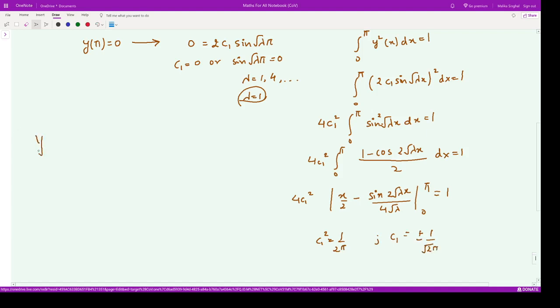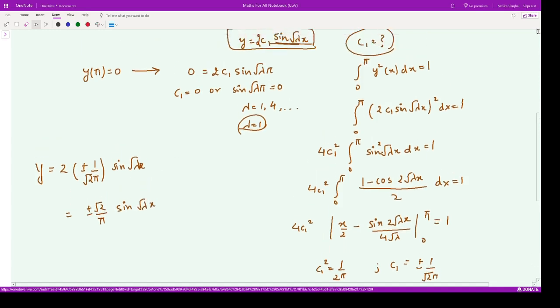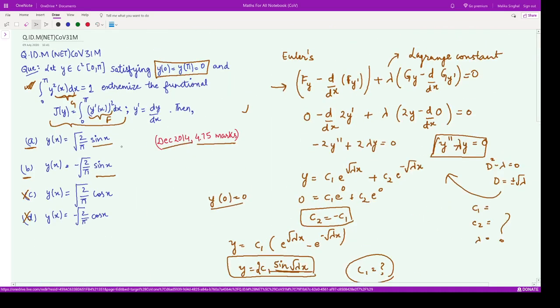Hence, our y becomes 2 times c1, where c1 is plus minus 1 upon square root of 2 pi, times sine of square root of lambda x, or we get square root of 2 upon pi times plus minus sine of square root of lambda into x. So let us see our options. Obviously option A and option B both are the correct options.